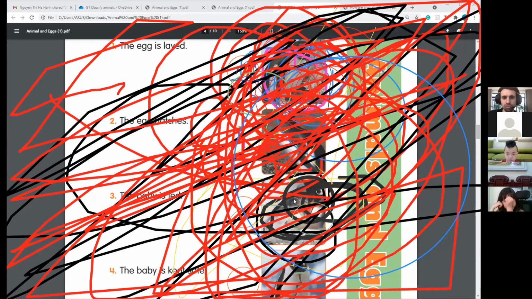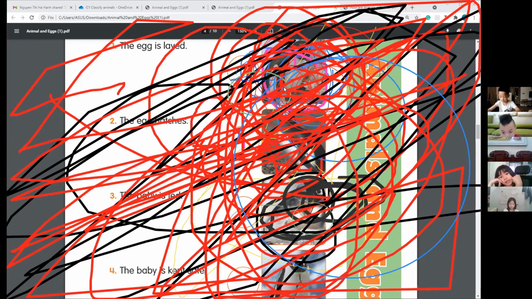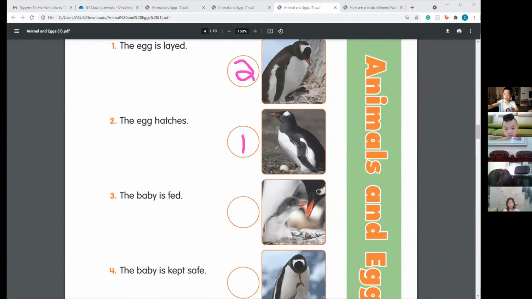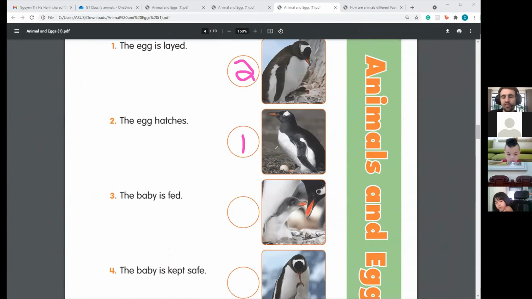Okay. So you guys only really chose two answers, but most of you guys got the answer correct. That's not a very pretty picture, but the baby is being fed.